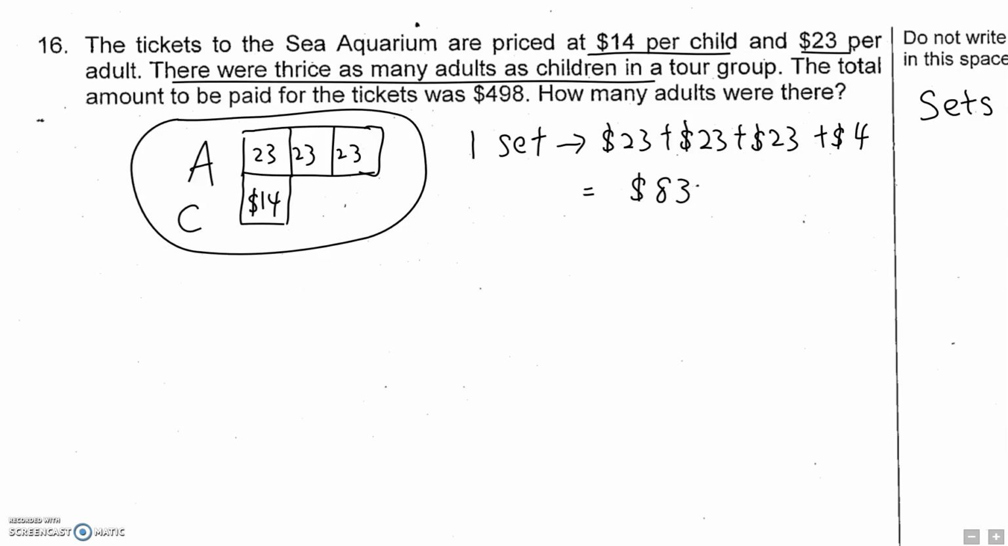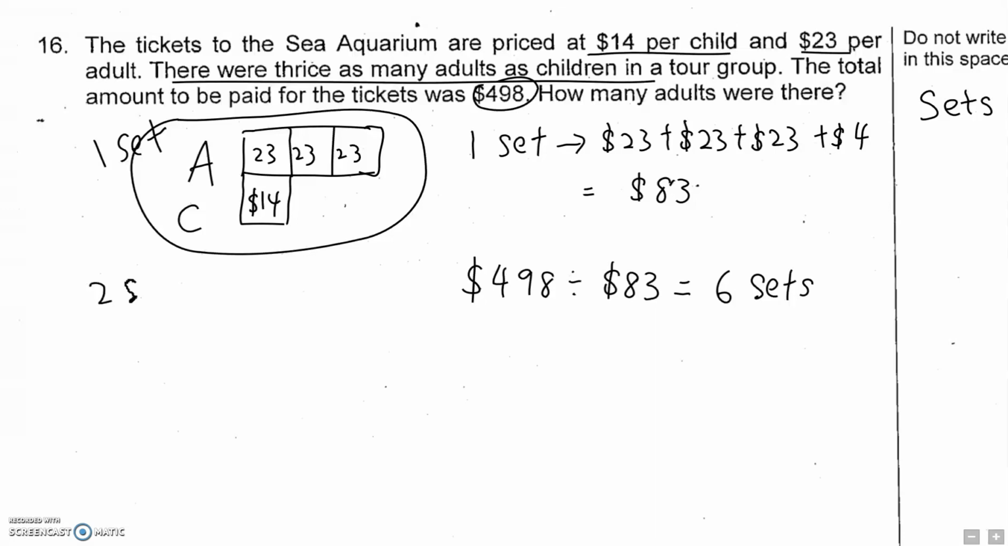So in every set, okay, this is counted as one set. In every set, there lies 3 adults and 1 child. One adult has to pay $23, $23, $23. The child has to pay $14. Okay, so every set, it will cost a total of $83. And you know that there are altogether $498 being paid. So if we take $498 and we divide it by $83, we will get the number of sets that has happened in this question.